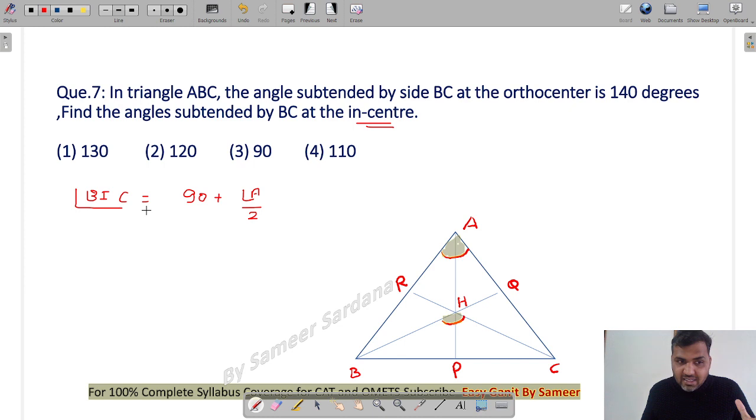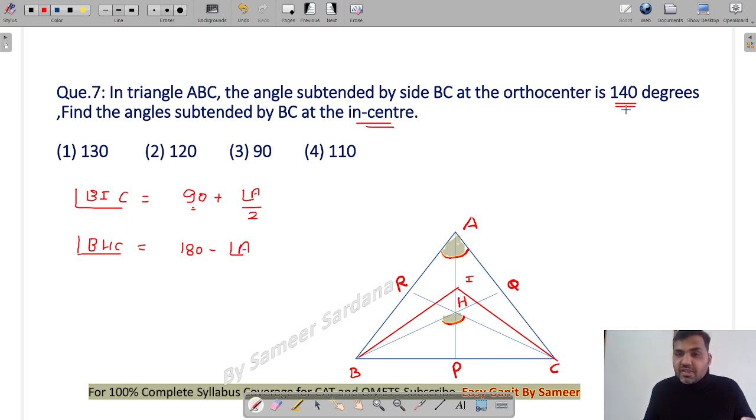So guys, angle BIC is 90 plus half of the opposite angle, right? If I is the incenter, wherever it is, then the angle made at the incenter would be 90 plus half of the opposite angle. You should also know that the orthocenter is the point of intersection of the altitudes of the triangle. The angle made at the orthocenter of a triangle will be equal to 180 degrees minus the opposite angle, right?